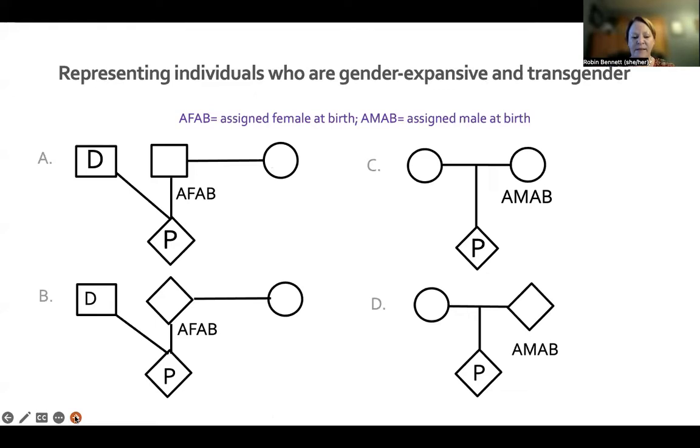And then it's basically the same scenario in figure D, where you have a person who's trans or transgender, gender expansive, assigned male at birth. So they are contributing the sperm, their partner is carrying the pregnancy and contributing the egg, and they conceived that pregnancy naturally. So I know that's complicated. Next slide, please.